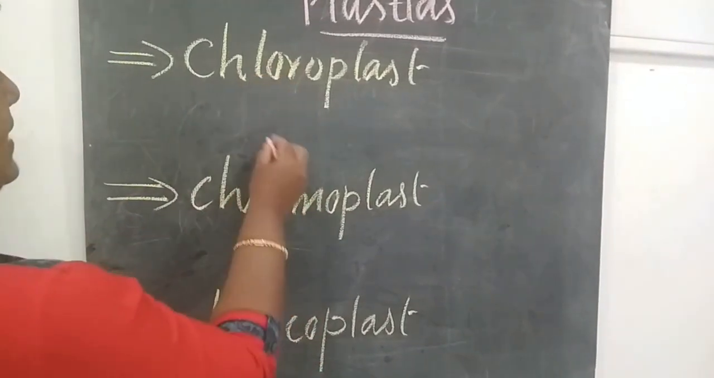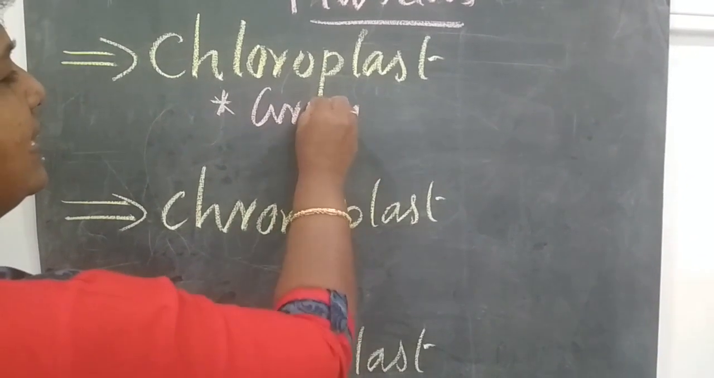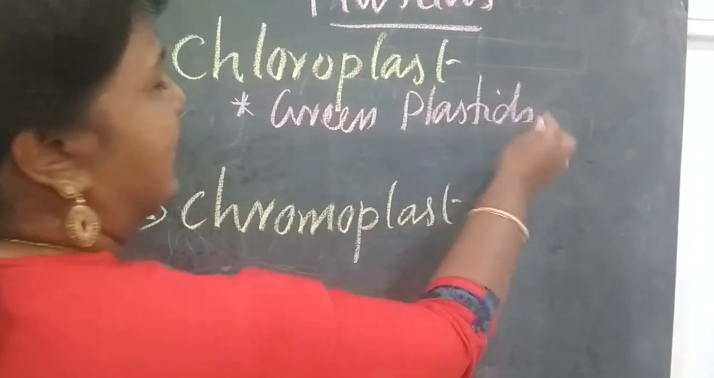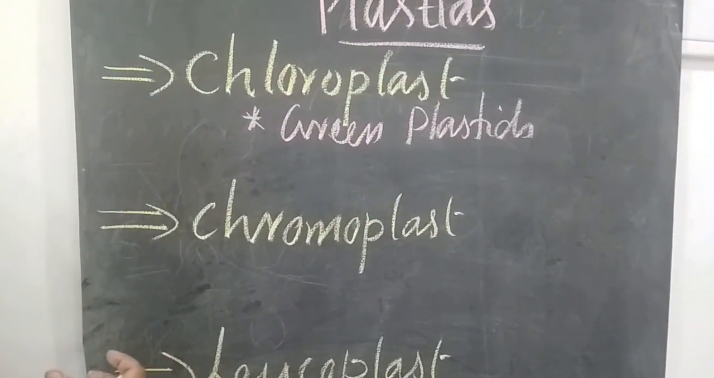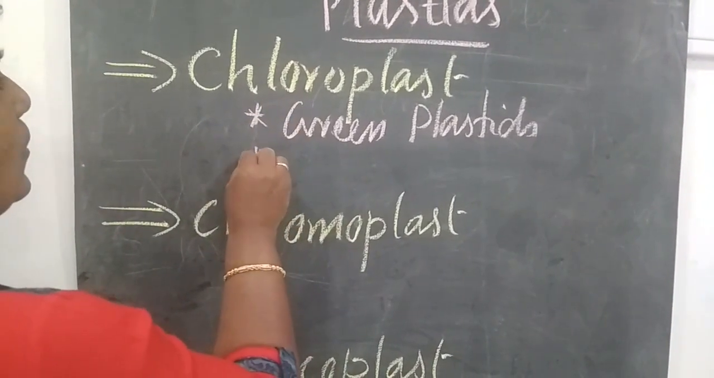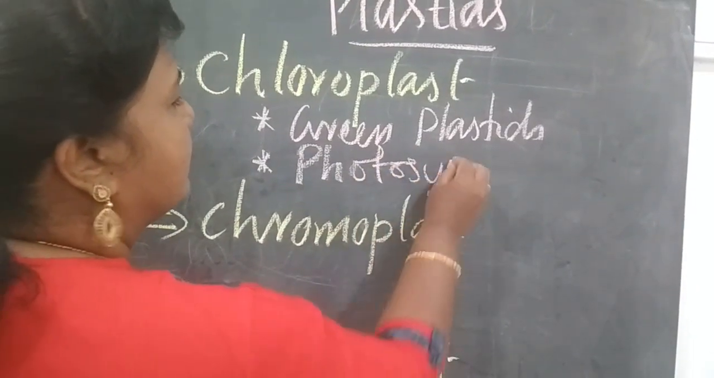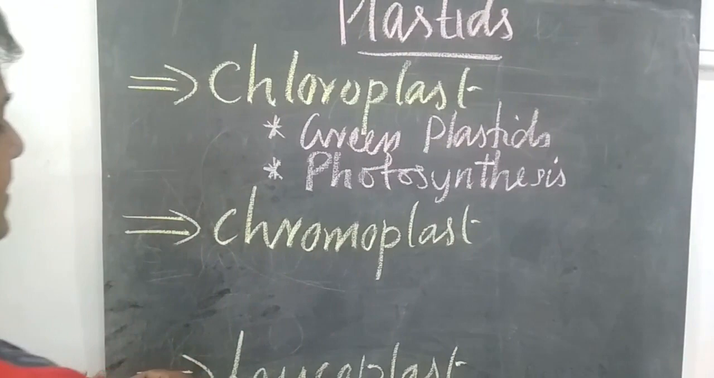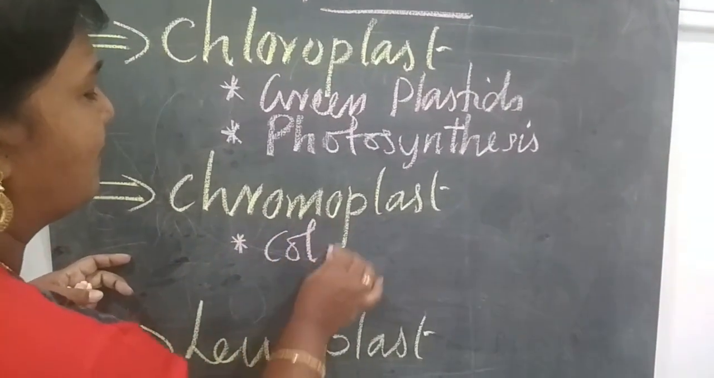Chloroplasts are the green plastids. They contain the green pigment chlorophyll, which is involved in photosynthesis. So the function of the chloroplast is photosynthesis.